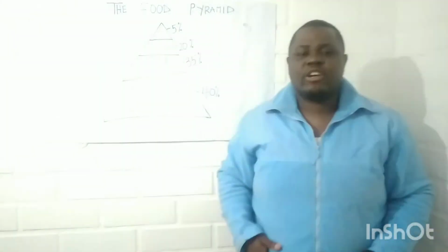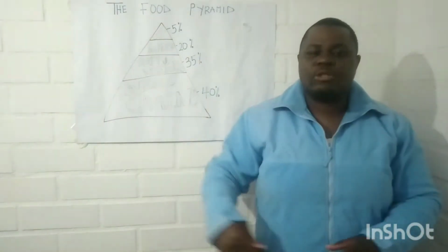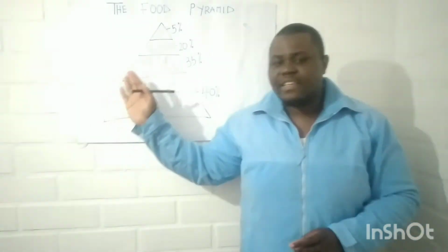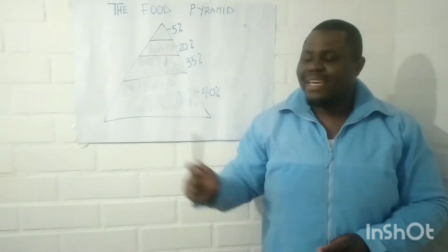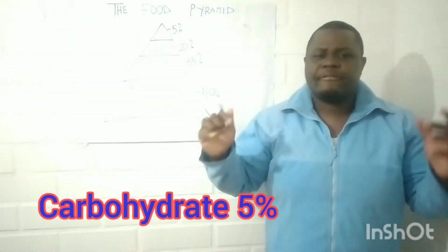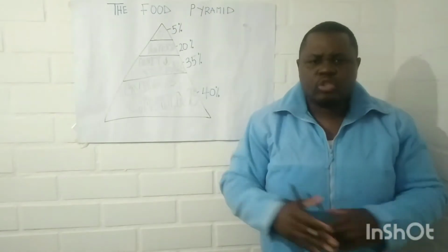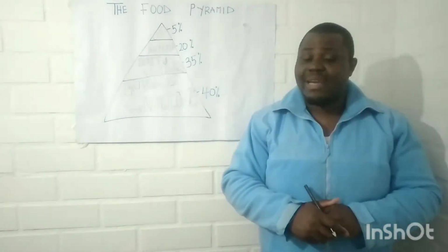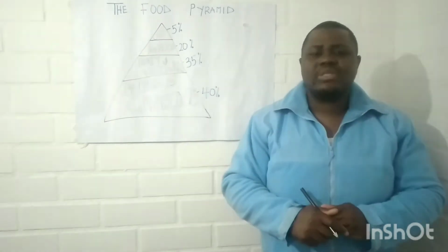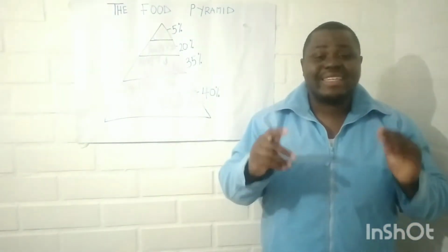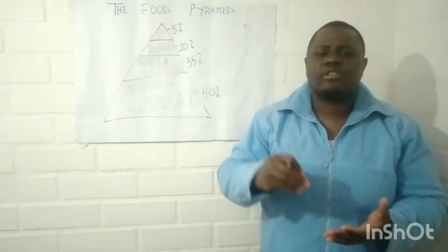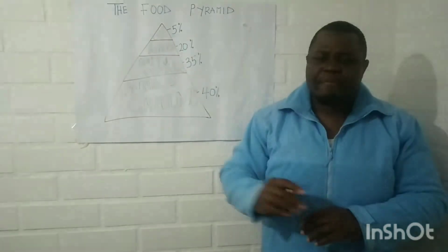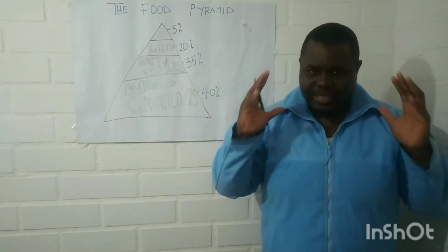Behind me, I have what they call the food pyramid, and let's see what the pyramid is saying. The pyramid says that for the whole day, you should take carbohydrate just 5%. Why should you take carbohydrate just 5%? Because most of the food we eat contains carbohydrate. There are some foods that we wouldn't think are carbohydrates, but they still have some carbohydrate substance in them. That is why you should take carbohydrate just 5% for the whole day.